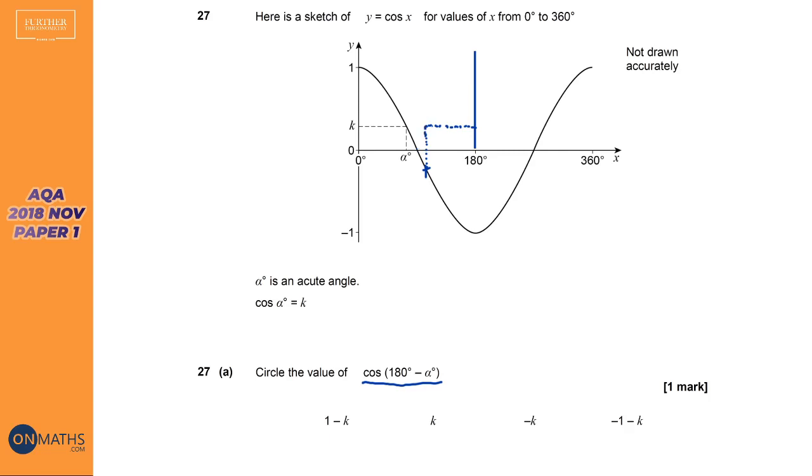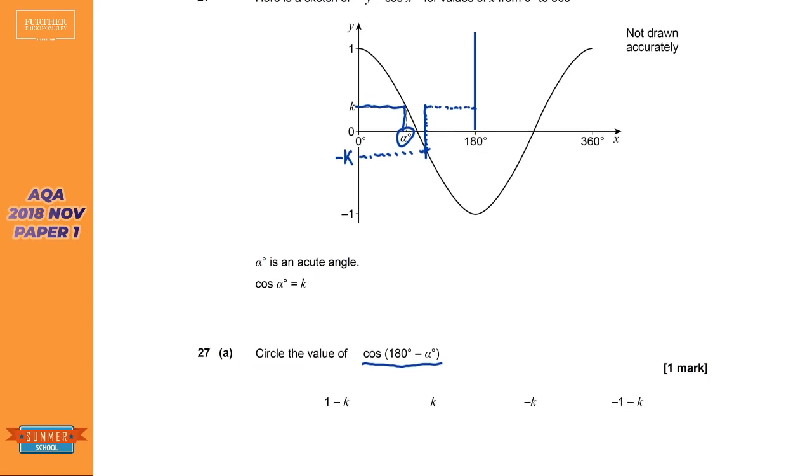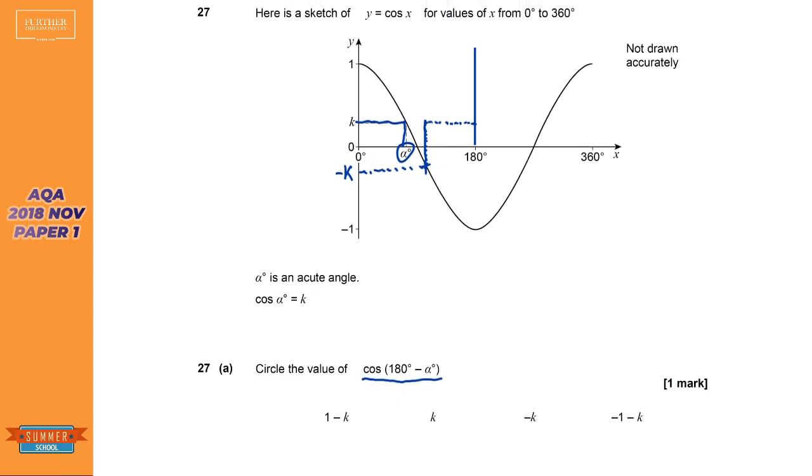So if the A part here gave you K, then 180 minus A, which is this point here, will be the same value as K, but negative. Okay, because of all the symmetry that goes on with the cosine and sine waves, and to a certain degree the tan, although tan gets a bit weird. So it's going to be the same value of K, but negative.